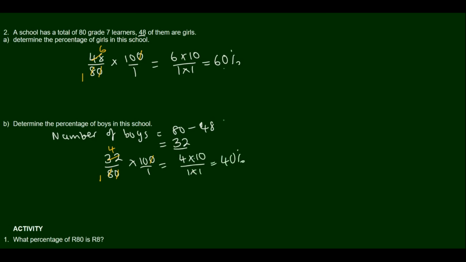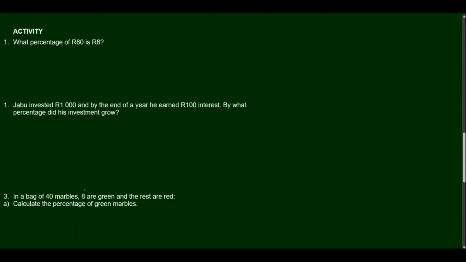And then I said that if the percentage of girls is 60%, what would be the percentage of boys? That's another method. From here, you can say therefore, percentage of boys is equal to 100% minus 60%, which is 40%. So that's another way of doing it. You can do this activity, and then after that, we're going to mark our work.